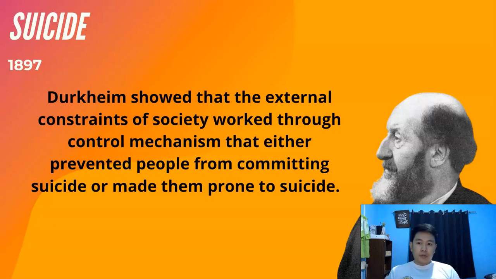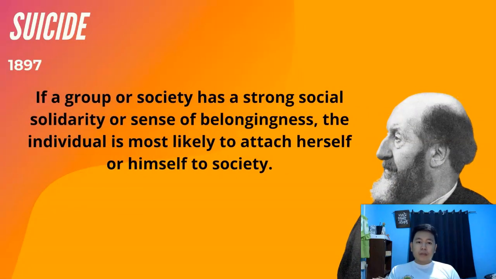Now, Durkheim showed that the external constraints of society work through control mechanisms. If a group or a society has a very strong solidarity or sense of belongingness, then Durkheim claimed that the individual is most likely to attach herself or himself to that society. So the tendency of the individual to move away from the group is lessened when there is a strong social bond.